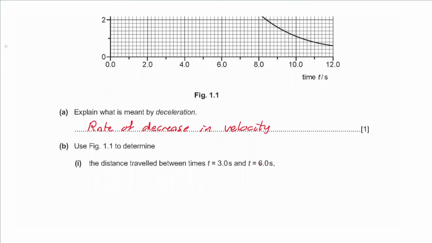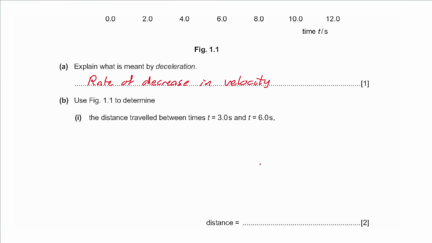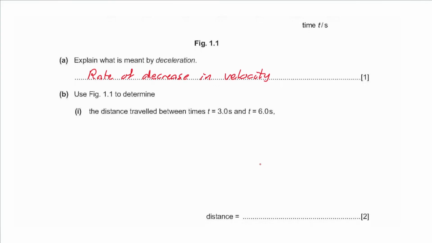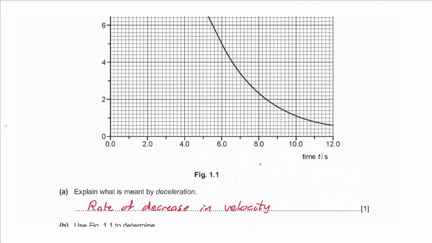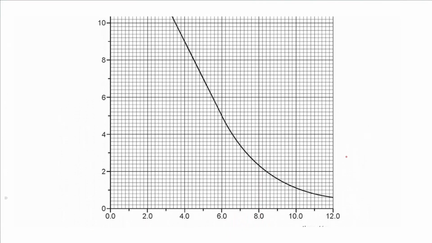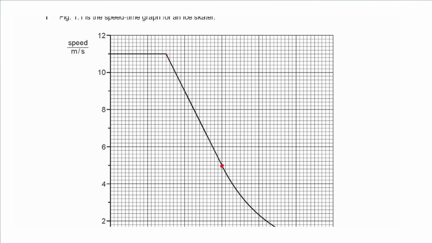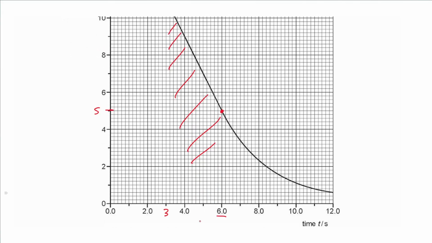Part B says use figure 1.1 to determine first the distance traveled between time 3 seconds and 6 seconds. The distance from a speed time graph can be found by calculating the area under the graph. So starting from 3 seconds and ending at 6 seconds, this is the end of the part we need and this is the start. The area here looks like a trapezium and the first base is 11, the second base here is 5, and we have the height from 3 to 6, which is 3.